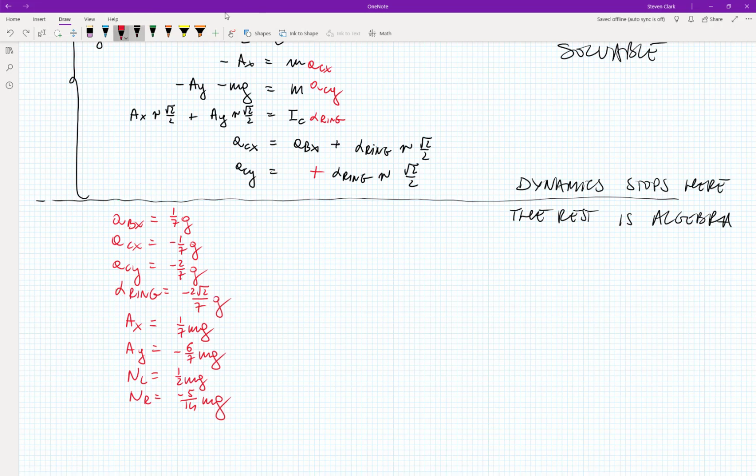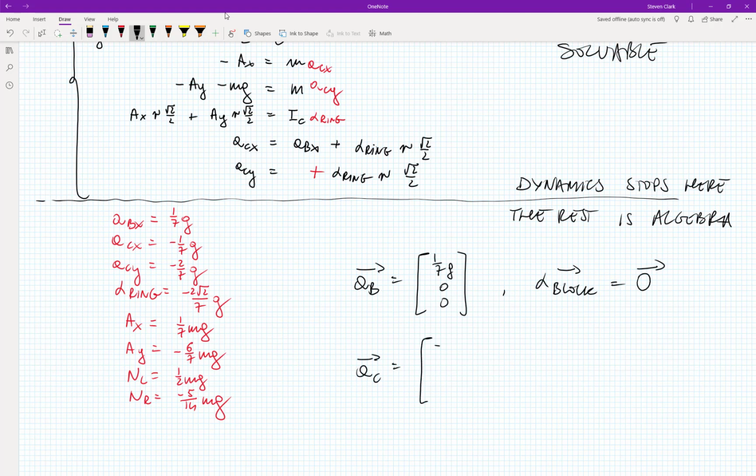And that means that the answer to our problem is the following. AB is equal to 1 divided by 7g, 0, 0. And alpha block, you guys told me earlier, this is 0. And AC is minus 1 divided by 7g, minus 2 divided by 7g, 0. And alpha ring is minus 2 square root of 2 divided by 7g k.